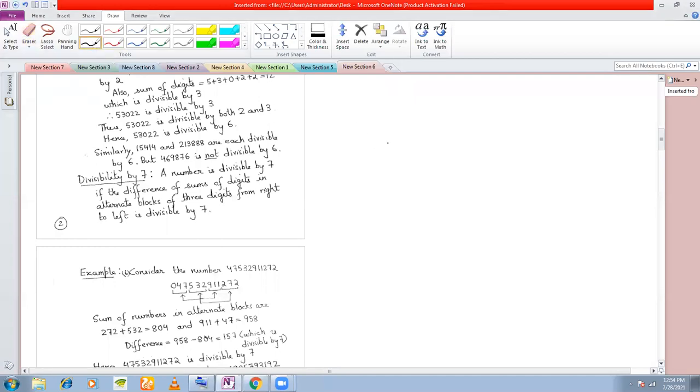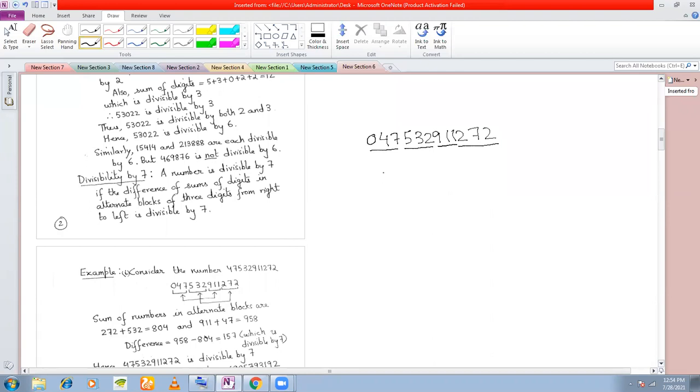You want to check whether, let's take a big number. This is a big number. I want to check whether this number is divisible by 7. So what I will do is group the digits in threes starting from the right-hand side. This is one group, another group, another group, and another group, and I add a 0. So how many groups do I have? 4 groups.